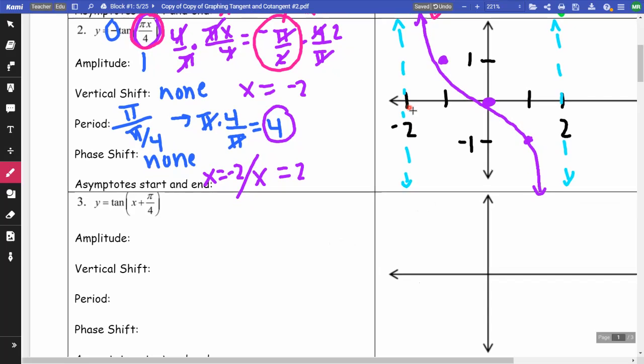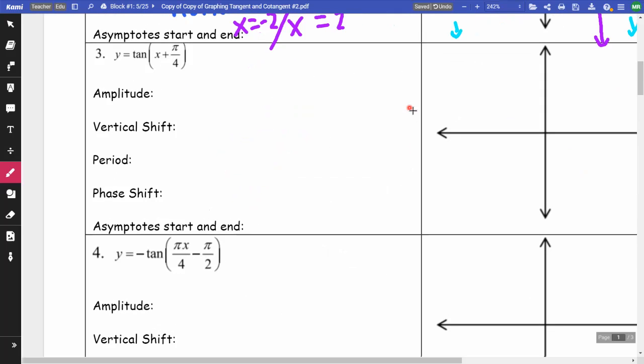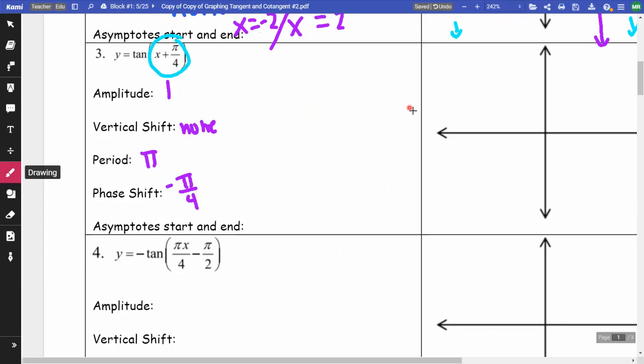On number 3, my amplitude's 1, my vertical shift is none, my period is going to be just pi because there's no number in front of my x, and my phase shift is going to be a negative pi fourths. So I am going to be taking this, and I'm going to be taking that and setting it equal to negative pi halves. And I can also set it equal to positive pi halves.